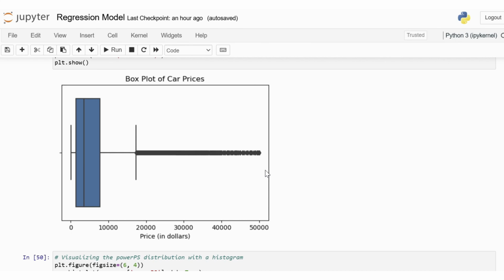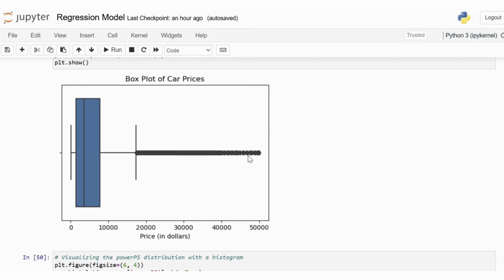These outliers represent cars priced significantly higher than the majority of the dataset. So, we can see that there are many outliers in the higher price range, indicating that while most cars are cheaper, there are a notable number of higher-priced cars. And the large number of outliers on the higher end suggests that the data is right-skewed, meaning there are fewer expensive cars, but they are priced much higher than the rest.